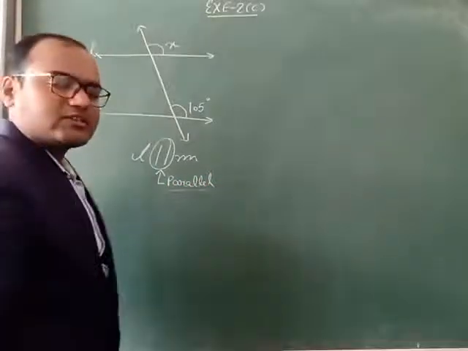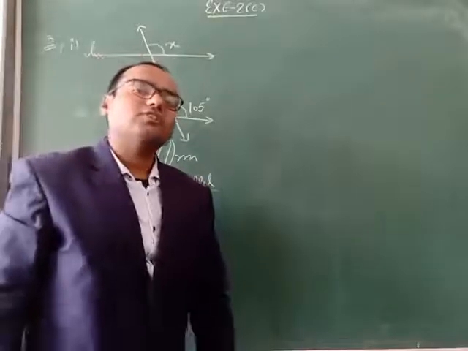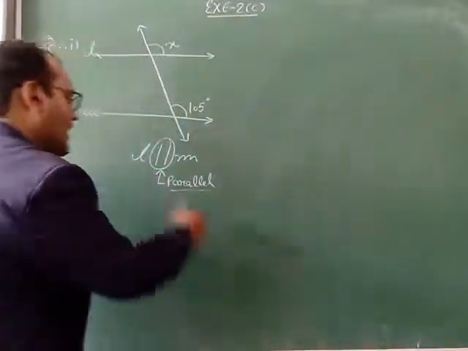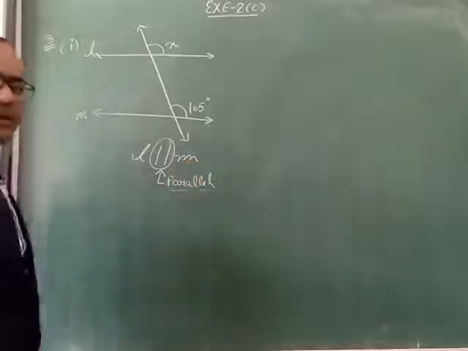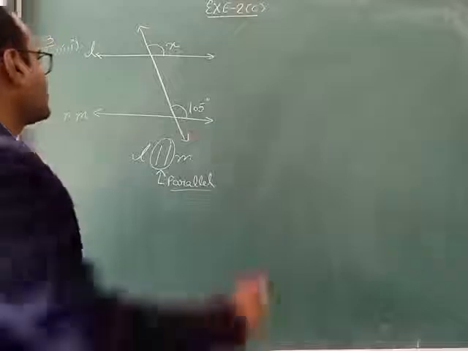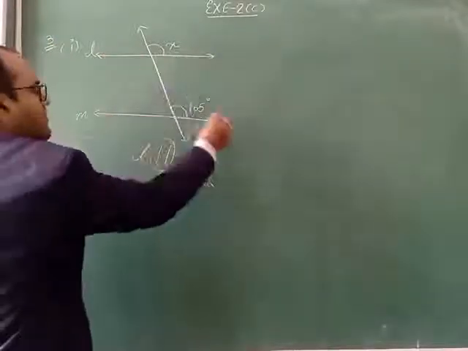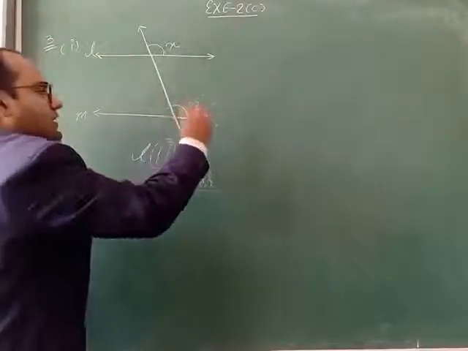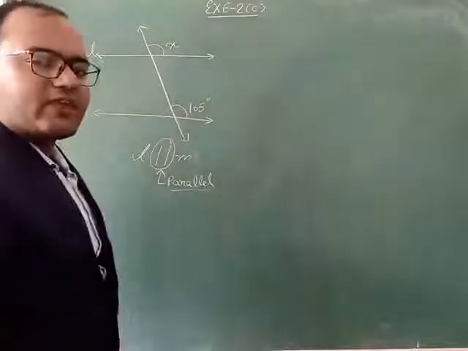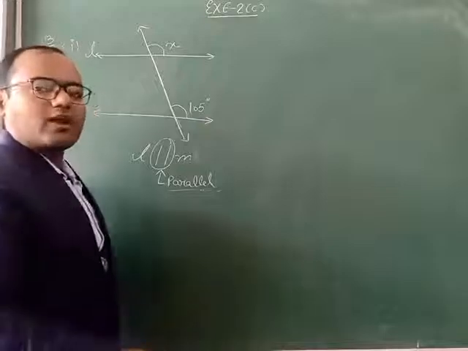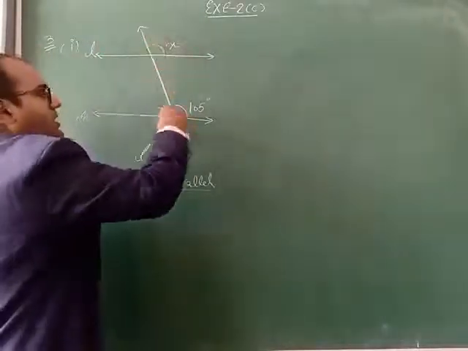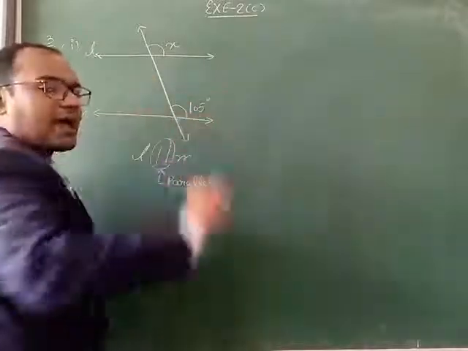What are parallel lines? Parallel lines are those which never cut each other or which never intersect each other. So L and M are parallel lines. It is given in the question. So this is line L and this is line M. These two lines are parallel lines and this line is known as transversal. The single line which will cut two or more lines is known as transversal. This is the transversal and these two are the parallel lines.